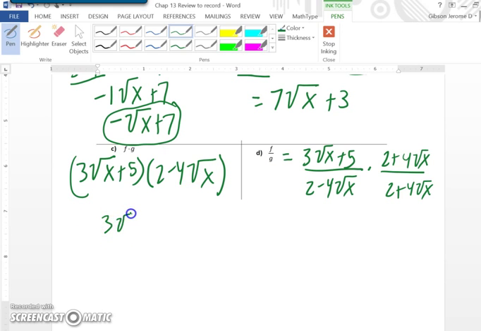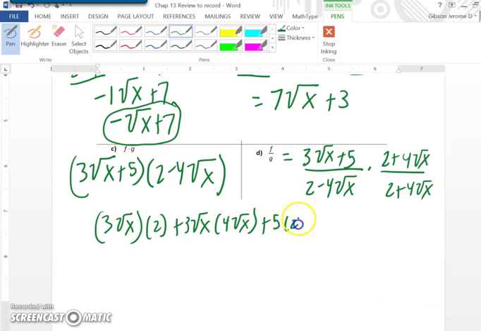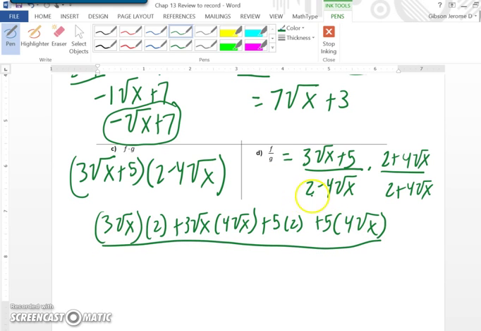We will have 3 square root of x times 2 plus 3 square root of x times 4 square root of x plus 5 times 2 plus 5 times 4 times the square root of x. Now that is our numerator. Now our denominator, whenever you multiply conjugates, you can multiply the first term by the first term, which will give us 4, and the last term times the last term, which will give us a negative 16x.